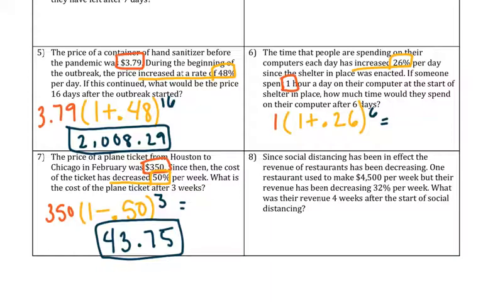So go ahead, try the same thing with number 8. Same idea. What is your starting number? We are decreasing 32% per week, raised to the number of weeks that it's asking for. Okay? So that completes your week 3 assignments. Not too difficult this week.